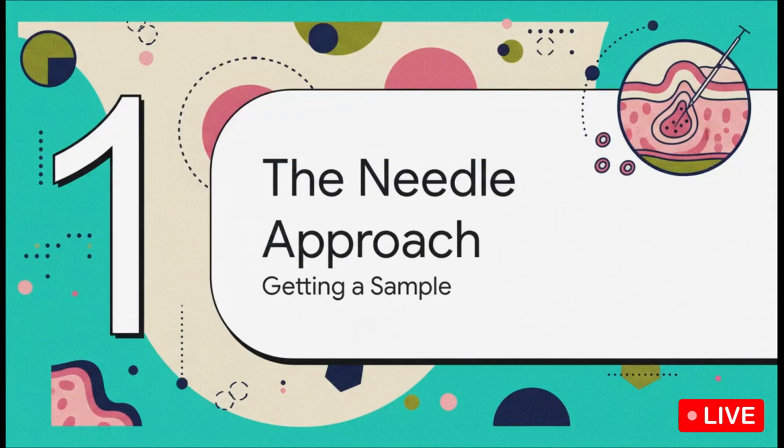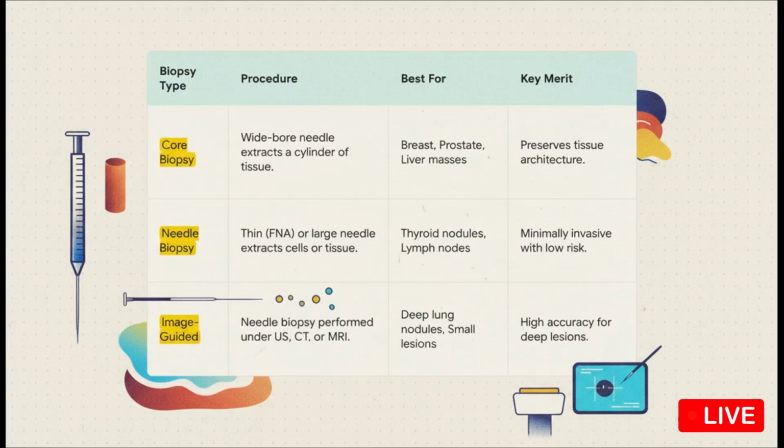First up, let's talk about the needle approach. These techniques are all about getting tissue samples from deep under the skin, like from an organ or suspicious lump, with the least amount of fuss. Think of it like medical reconnaissance. You're getting that critical intel without having to go in for a full-blown operation. So this table lays out the big three needle techniques.